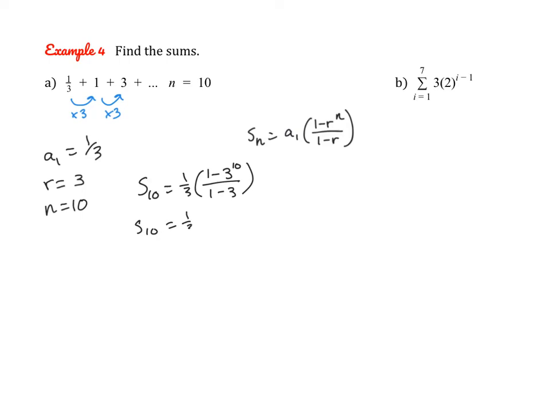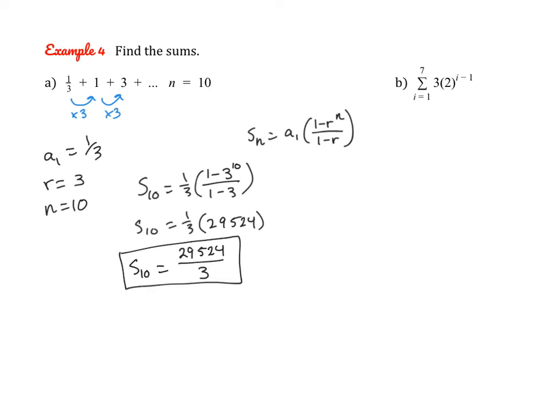So we can start by doing what's inside the parentheses. You can do 1 minus 3 to the power of 10 in the numerator, and then we can divide that by negative 2, which is the denominator, and we get 29,524. So we could divide that by 3 and get a decimal, or we can just keep it as a fraction, which I think is better for these type of problems. So it's just 29,524 over 3.